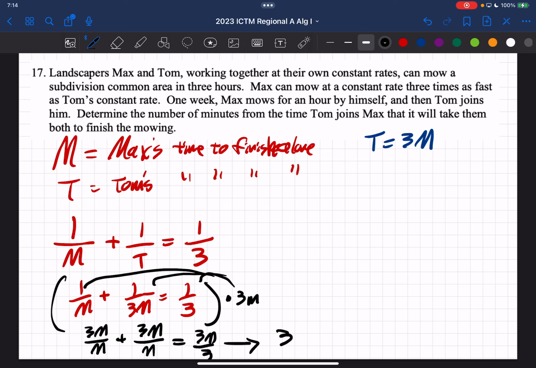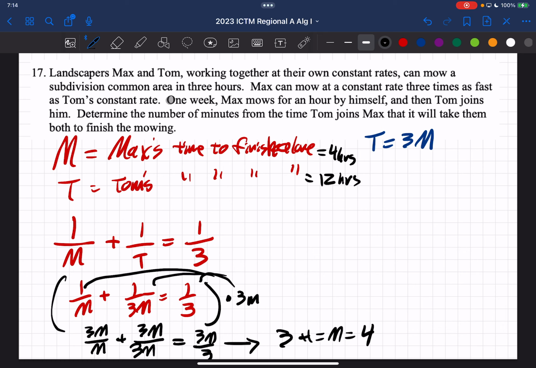And when we simplify, we have 3 plus, whoops, I forgot something, 3m there. 3 plus 1 equals m. So, what does this mean? Max can finish the job alone in 4 hours. So Tom can finish the job in 12 hours.